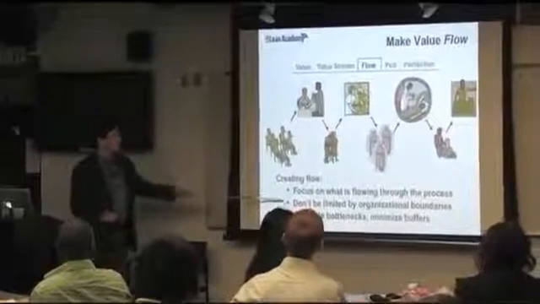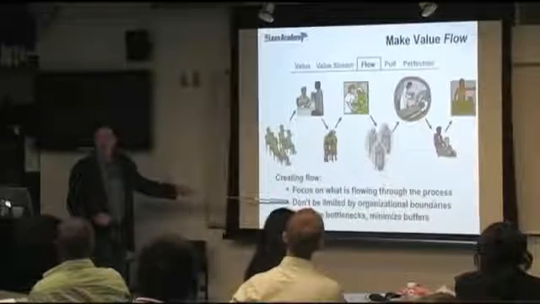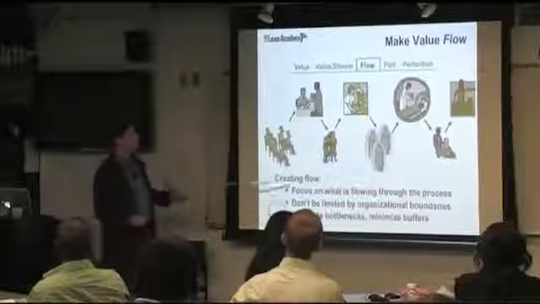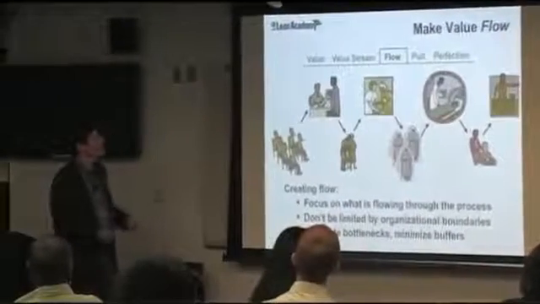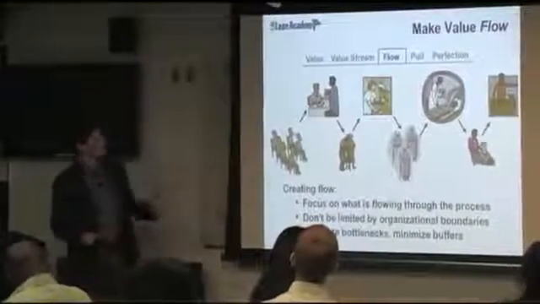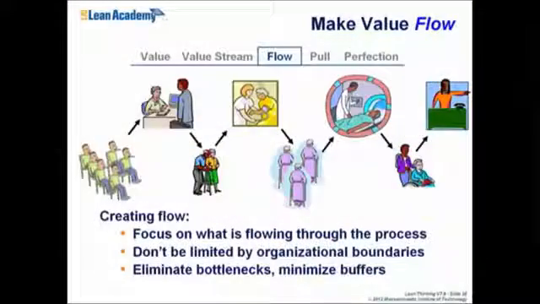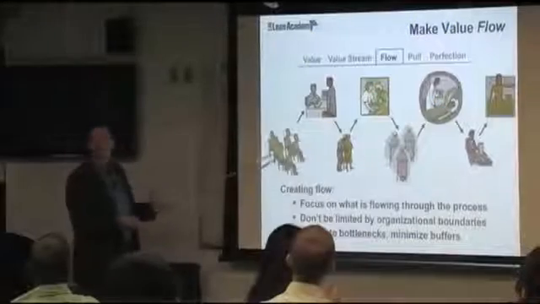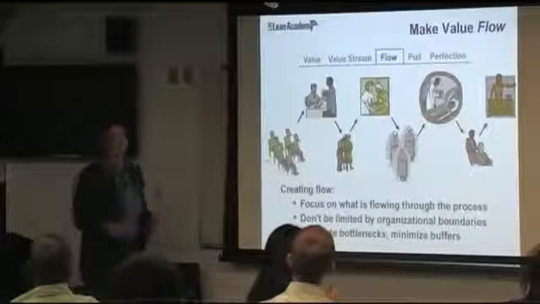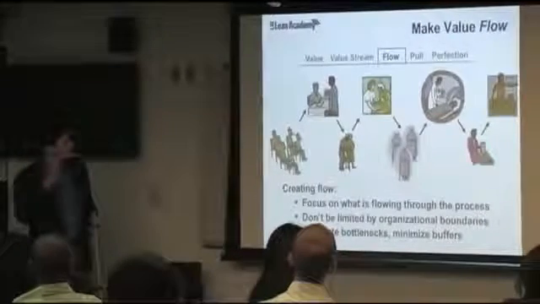We don't want to be limited by organizational or people boundaries. It's not a value stream map if it follows, say, an organizational work or an individual's work. It's really about the product. In first order, we want to make sure that there's the minimum amount of buffers in there, inventory. Here's a waiting room full of people. That's not flow, right?